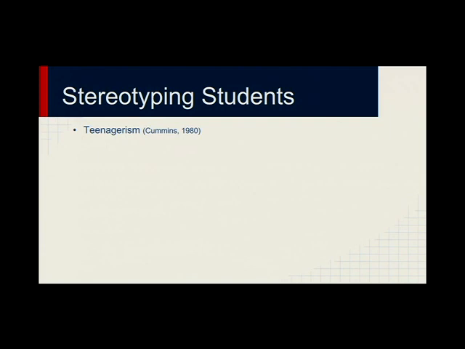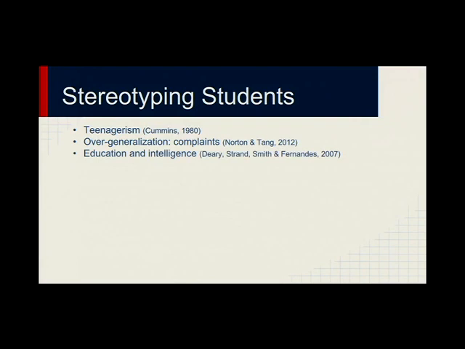Overgeneralization, complaints. If I have a problem with one student, probably I would just generalize when I talk to a colleague. I had a very bad day today because my students just ruined my mood. It was just one student, probably two or three or four, but it's not the entire community. Education and intelligence. Sometimes people confuse education with intelligence. I can be intelligent.